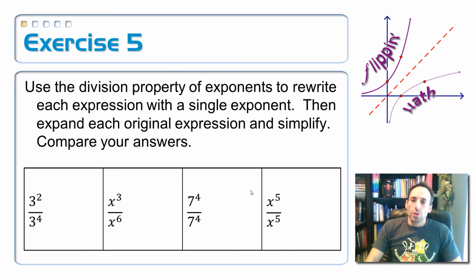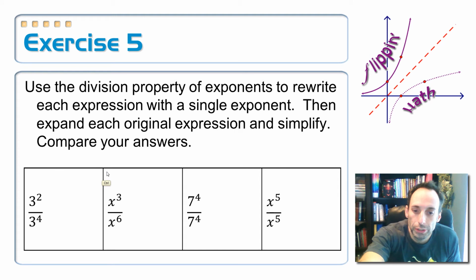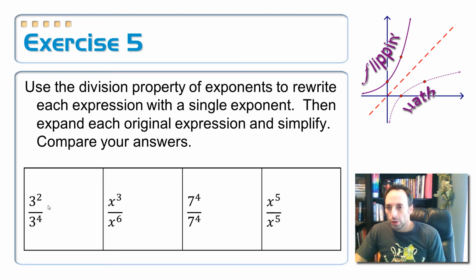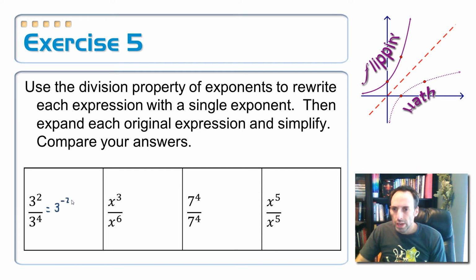Okay, so use the division property to rewrite each one of these expressions using a single exponent, and then simplifying, we're going to compare our answers. So let's look at, say, this first one here. I would subtract the exponents, right? So this is 3 to the 2 minus 4 is a -2. That's curious. Well, let's look at it the old way.